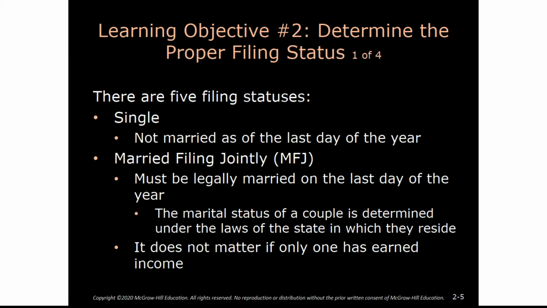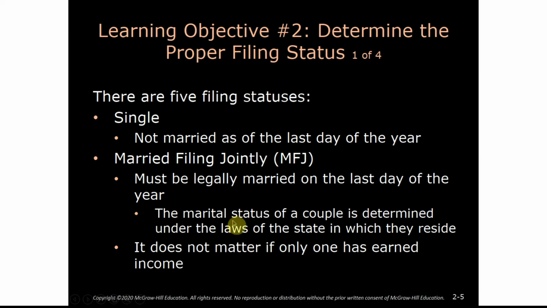So just to step back a little bit, let's take a look at the 5 filing statuses in the Federal Tax Code. One is single, where you're not married as of the last day of the year. So if you were married, for example, on December 30th of the tax year, then you would be considered married all year. Married filing joint, very common and can be advantageous for taxpayers if they are married. Must be legally married as of the last day, as we said.